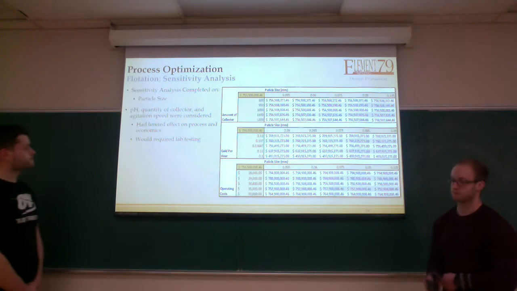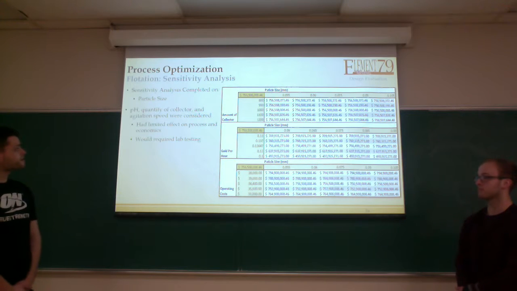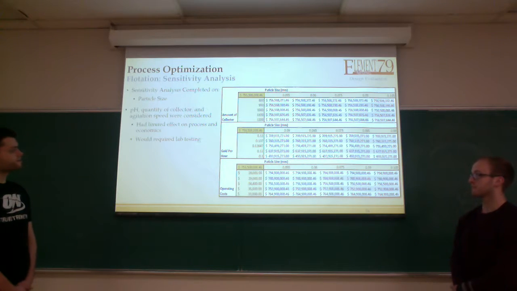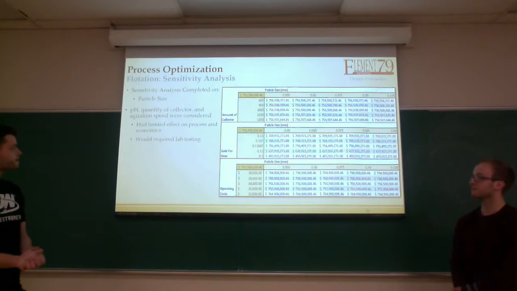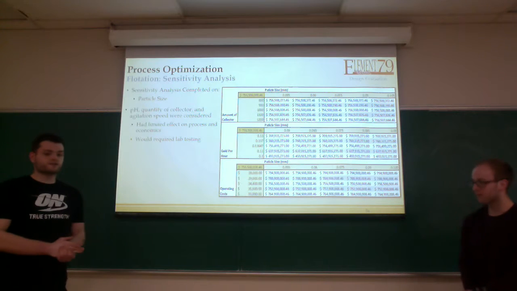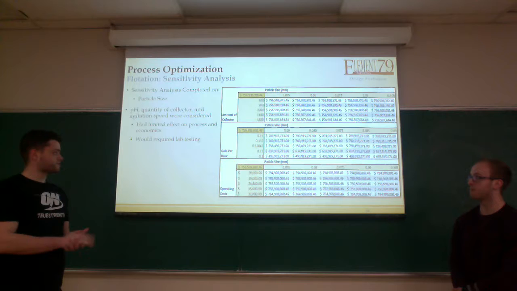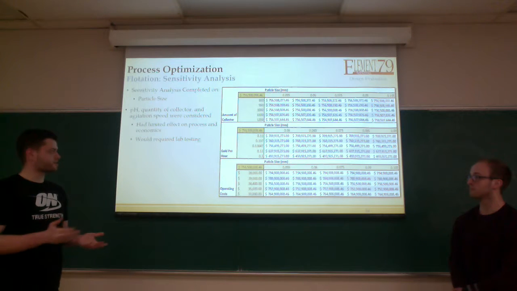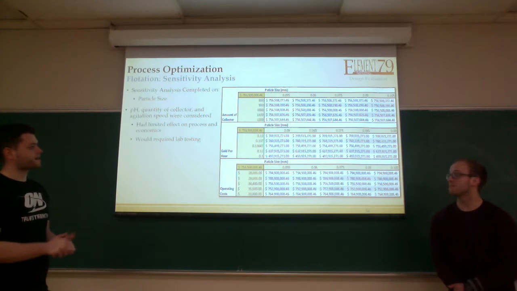So first we look at the sensitivity analysis for flotation. This was completed in Excel as previously mentioned. So the sensitivity analysis is completed on particle size in this section right here, and this is for a 20-year life of mine. So pH and quantity of collector and agitation speed were also considered. However, due to lack of resources as well as resources illustrating that for this type of ore they had negligible effect. However, these can be considered with proper lab testing.